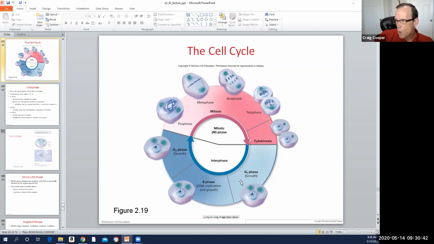So G1, we've got the S phase, we've got the G2 phase, and then once we complete G2 phase, that cell is ready to enter mitosis, where we're actually going to create these two new cells. So let's go through these phases real quick, and then we'll wrap up and take a little break before we jump into the lab part.